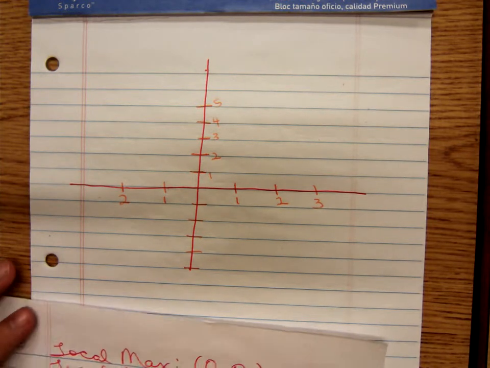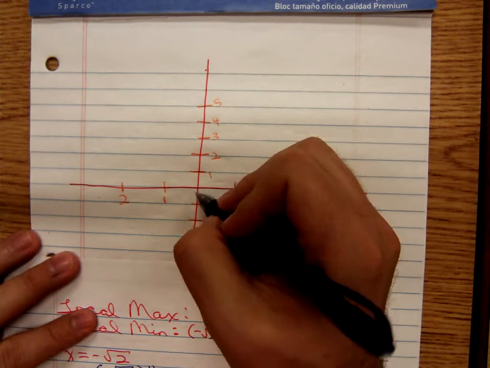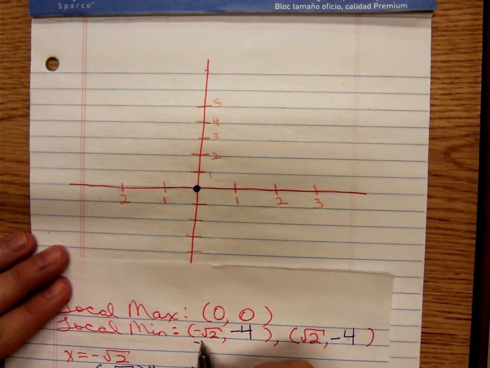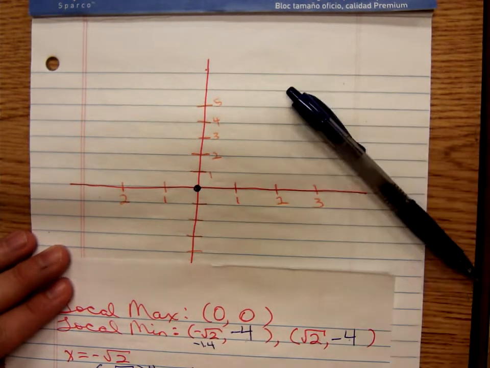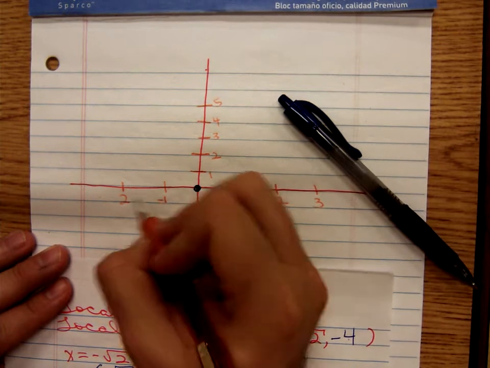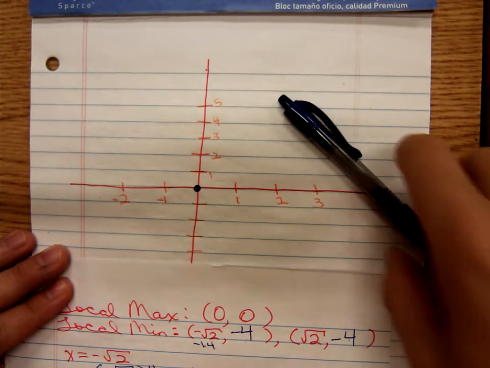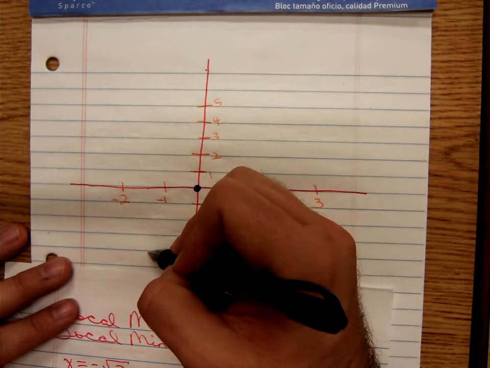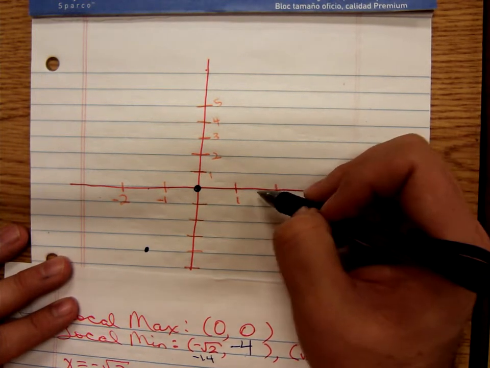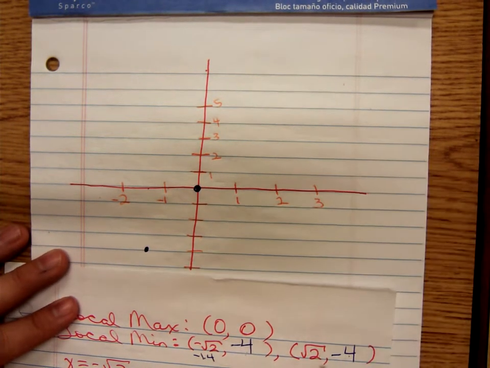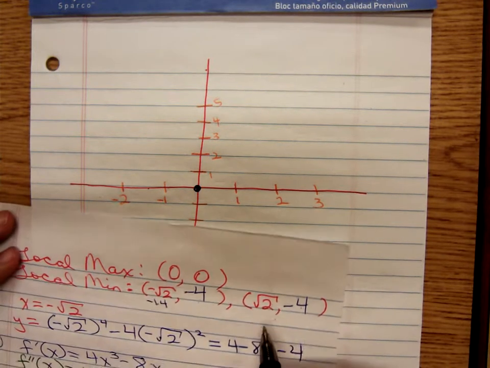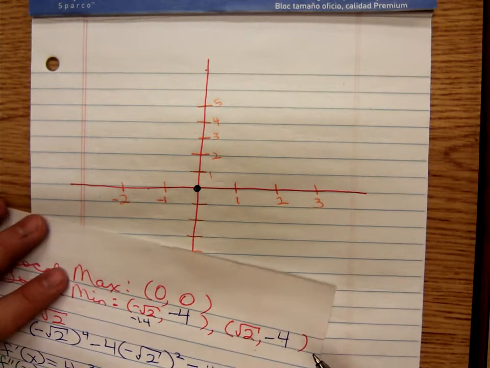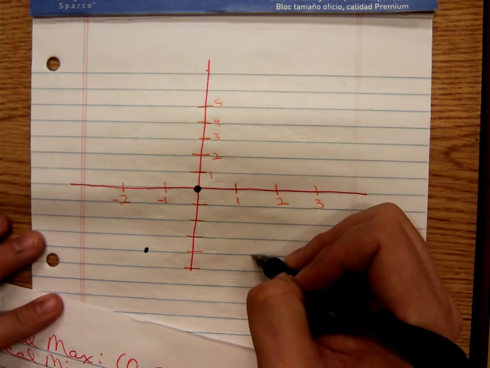I'm going to label the local maximum at 0, 0. Negative square root of 2. Remember I said that's about a negative 1.4. So left 1.4, down 4, right out there. Right 1.4. I'm doing this one down now. I'm doing this one, the square root of 2, comma negative 4. So be right out there.